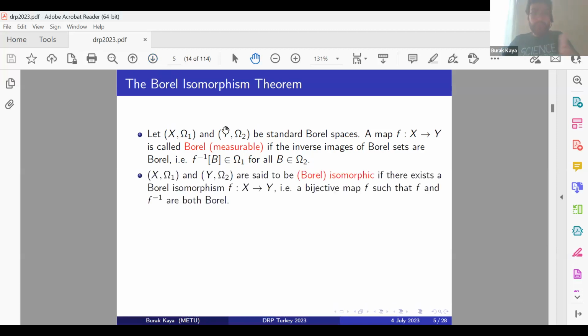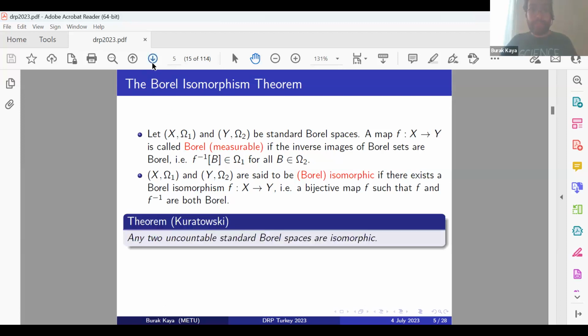Now, two standard Borel spaces are said to be isomorphic if there's a Borel isomorphism between them. Now, what is a Borel isomorphism? It's a bijective map, and itself and its inverse are both Borel. Compare this to the definition of a homeomorphism. What's a homeomorphism? It's a bijective map. The map itself and its inverse are continuous. It's the exact same thing, but now you're working in a different category, okay? We're working with standard Borel spaces. So we don't care about preserving the open sets. We care about preserving the Borel sets, okay?